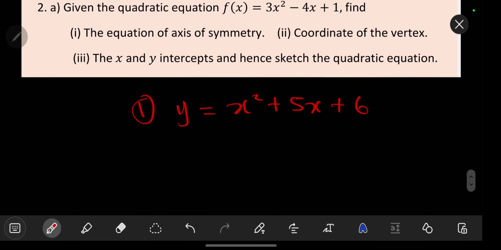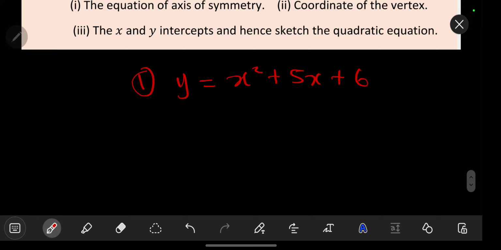So what are some of the things that you need to look at? When sketching a quadratic equation, you are going to look at the x-intercepts. Where does the equation cross the x-axis? The other thing is, where does the equation also cross the y-axis? The other thing is, what is the turning point? What is the turning point of y? What is the turning point of x?